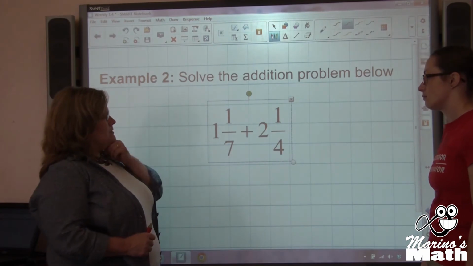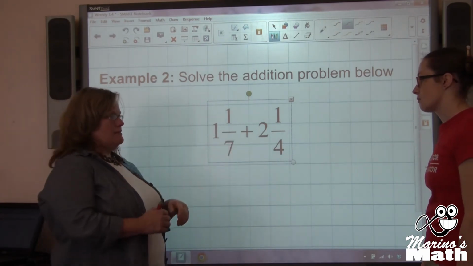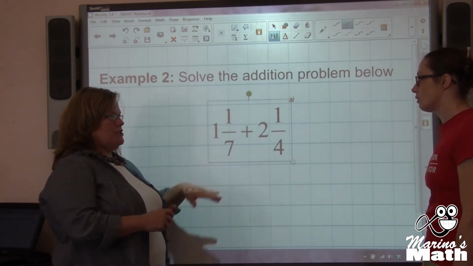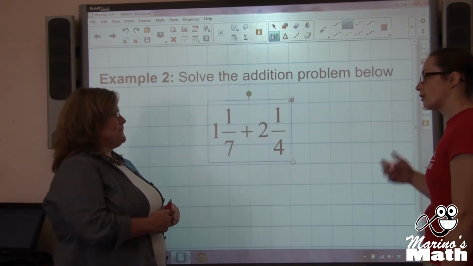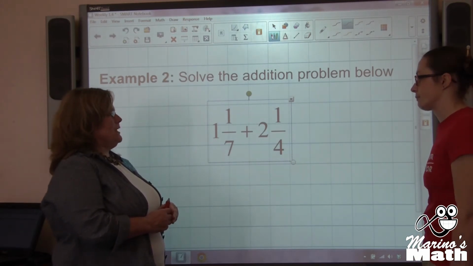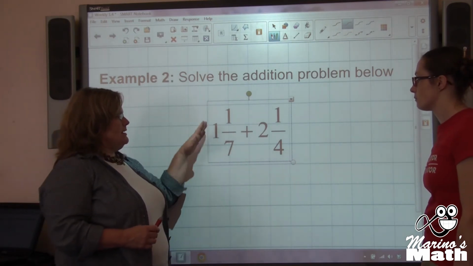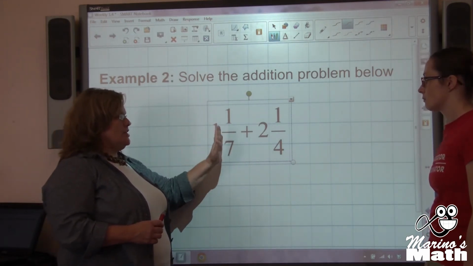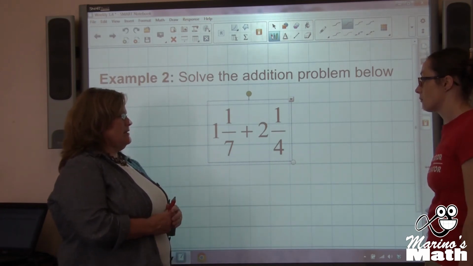Should we write it your way first? Or do you want to change the fractions? Why don't we do fractions the first time around, and then we'll try it with the other one after. Okay. So I'm thinking before I even convert these into fractions, I'll change the fraction that already is here so that they have the same denominator.